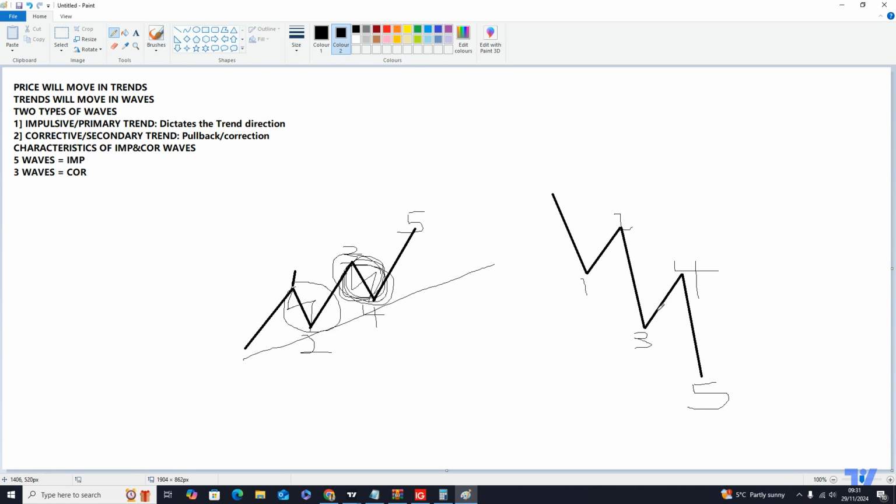And inside here, you expect 3 waves: a secondary trend, or correction, or pullback, whatever you want to call it. It means the same thing. Okay, that is a downtrend. This is an uptrend.